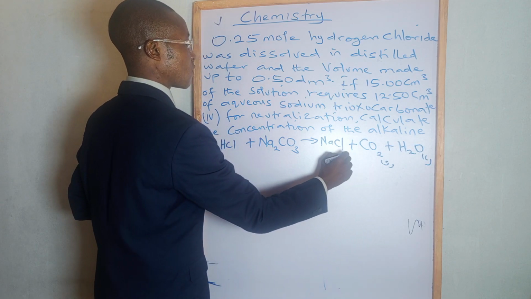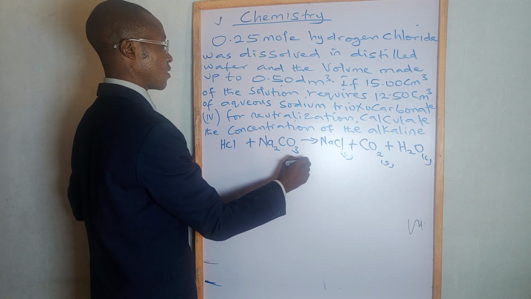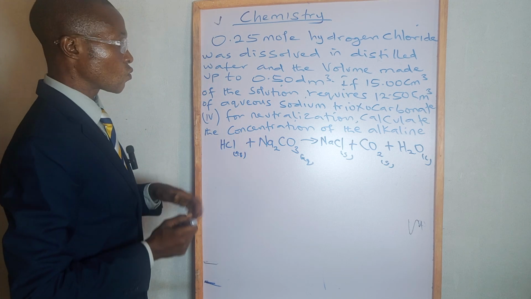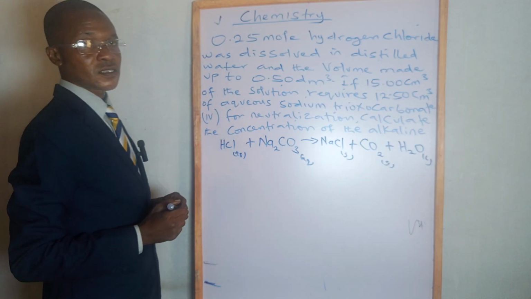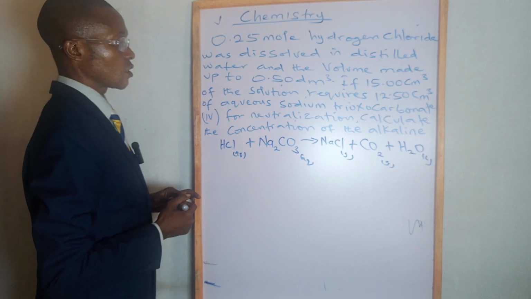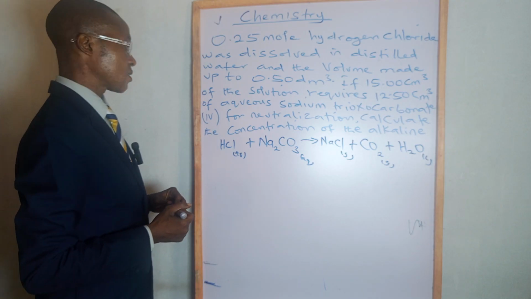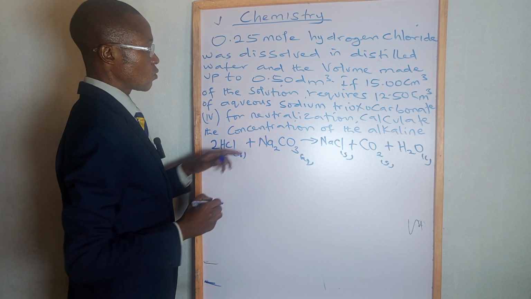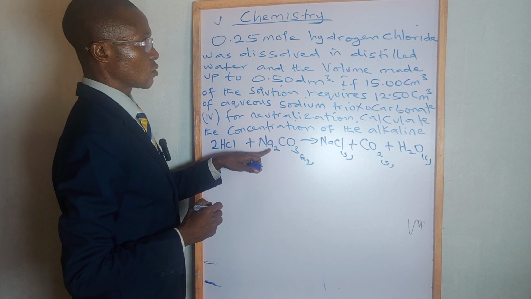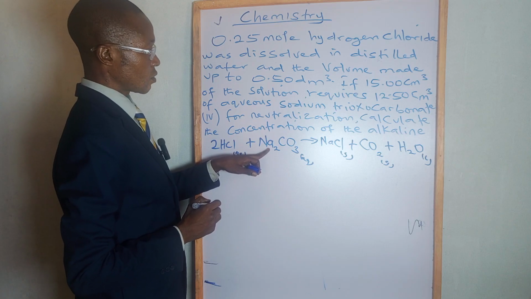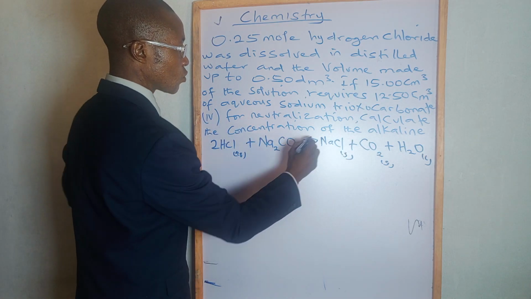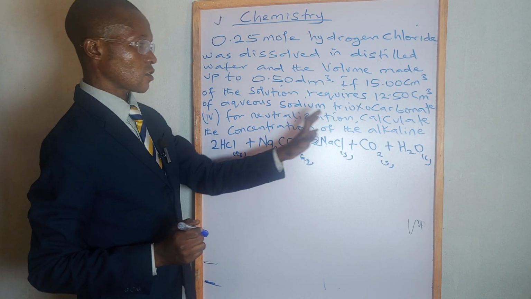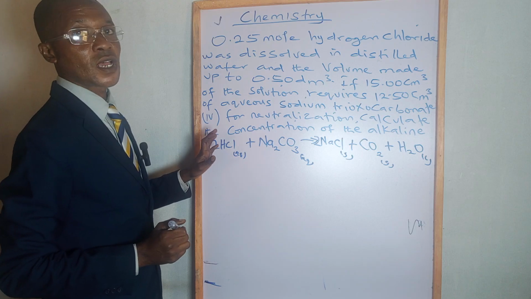We have gas here, this one is solid, and this one is equally aqueous. Then the next thing to do is to balance up. You balance the equation on both the left hand side and the right hand side. Here we have one hydrogen, we have two hydrogen here, then put two here. Sodium is two, so you can put two here also. Now when you take a critical look, you see that all the atoms are balanced.